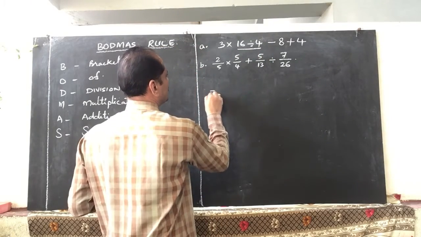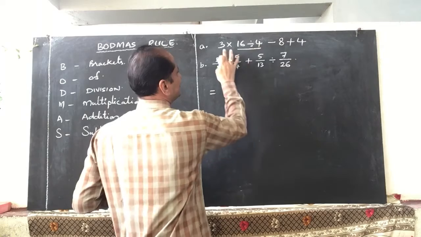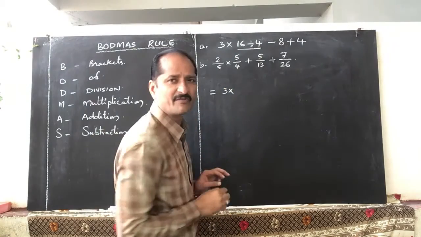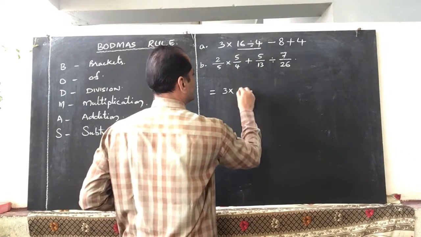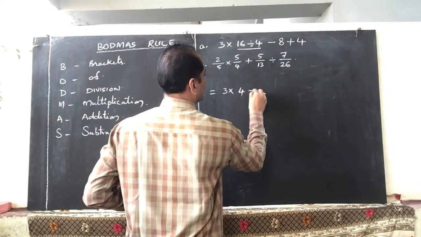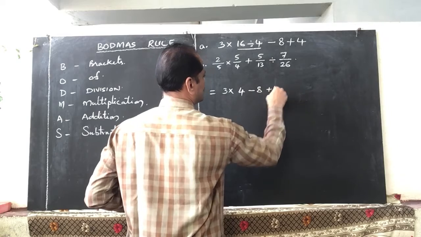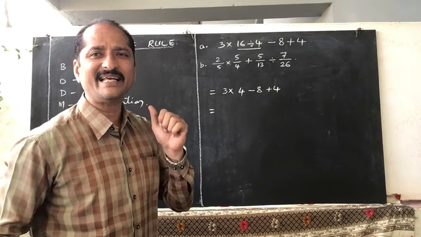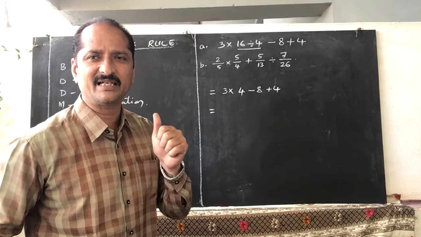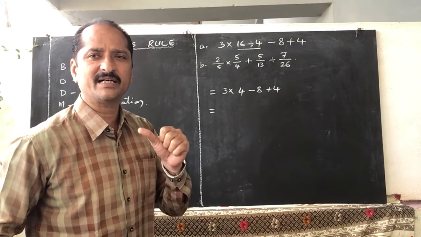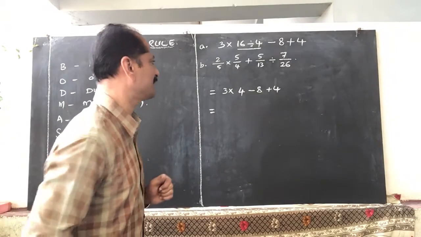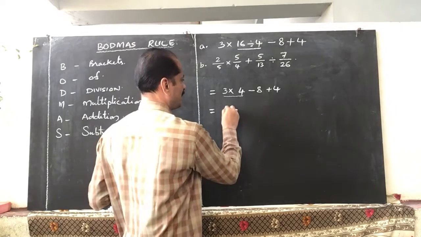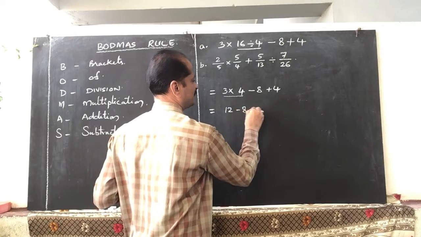The remaining you can write as it is, 3 into. So perform this division: 16 divided by 4 is 4. Write down the answer as 3 into 4 minus 8 plus 4. Now next, after division you have to perform multiplication. DMAS: division, multiplication, addition and subtraction. Division completed, then afterwards multiplication. What is the multiplication we have? 3 into 4. 3 4s are 12, minus 8 plus 4.